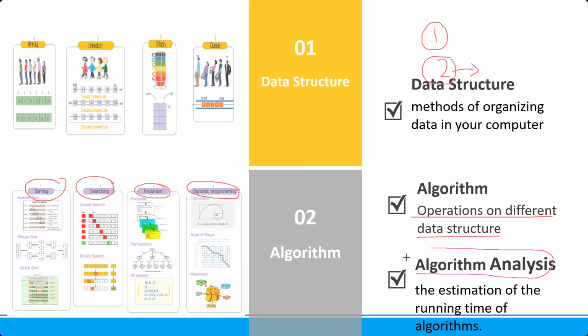And the most important thing is the analysis. So we need to analyze the algorithm. For example, the estimation of the running time of the algorithm. The running time of the algorithm means how long it will take to finish the analysis. If the analysis takes a long time, then you will not use that algorithm. Because if the performance is bad, how can we perform?